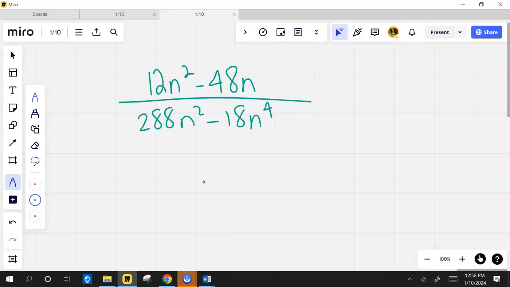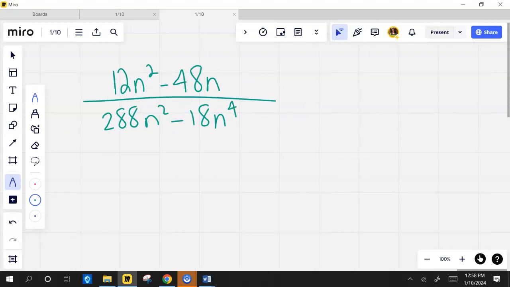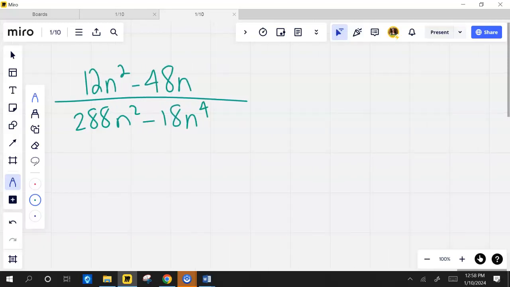My goodness. I'm sorry. All right, what'd you do first? Look at the top. Take a GCF. What'd you take out? 12n. They're both divisible by 12n, right? So I can take 12n out of the top, and when I do, what's left? n minus 4. Is anybody confused about that?